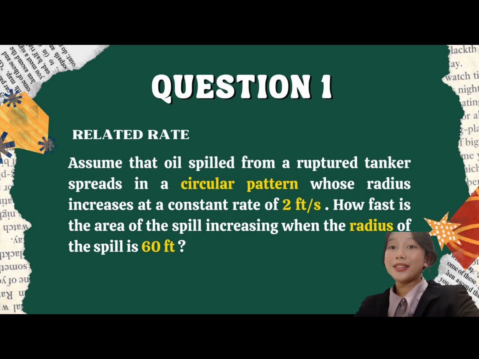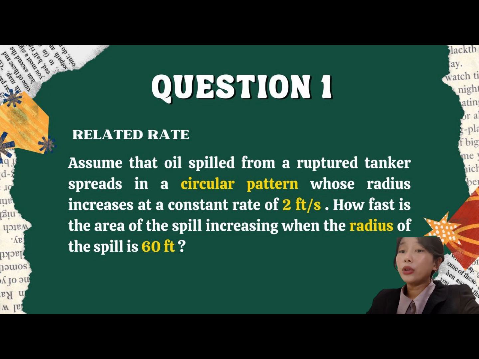So, in order to answer this type of question, first thing first, you need to highlight the most important keywords given in the question. Based on the highlighted points, the oil spill spreads in a circular pattern, meaning that the formula that we need to include in our calculation is the formula of area of a circle, which is pi r squared.